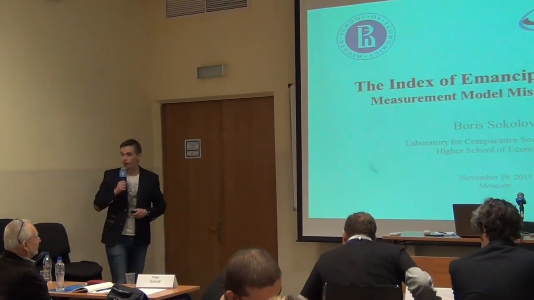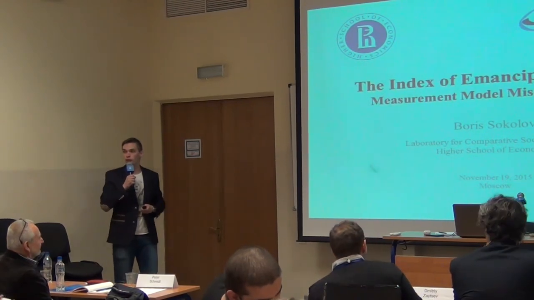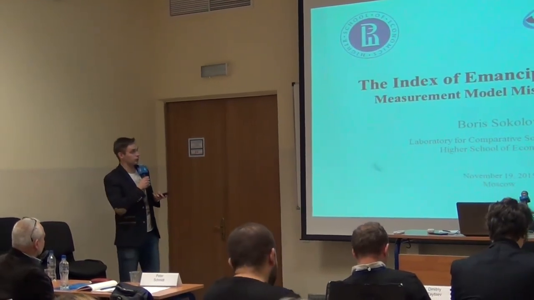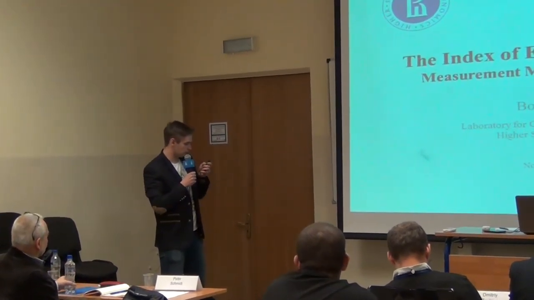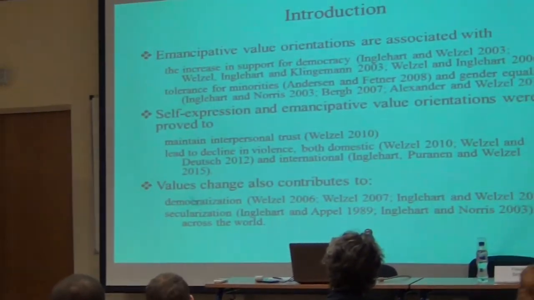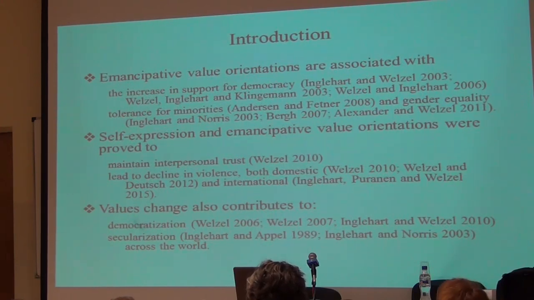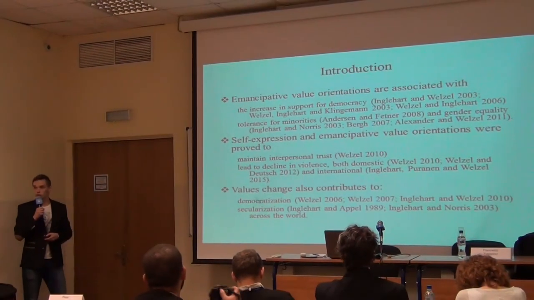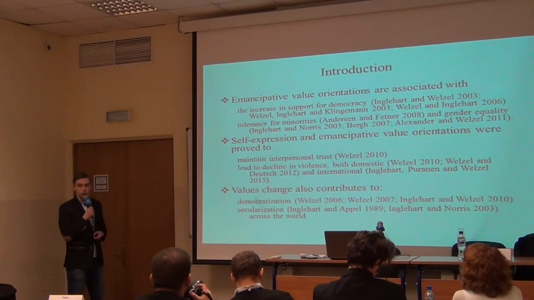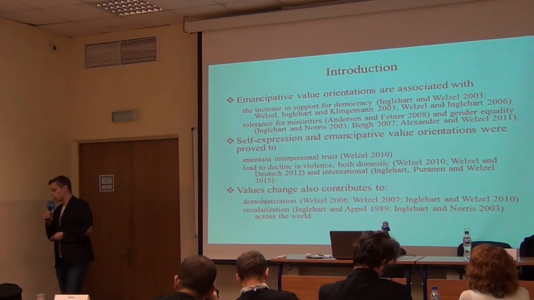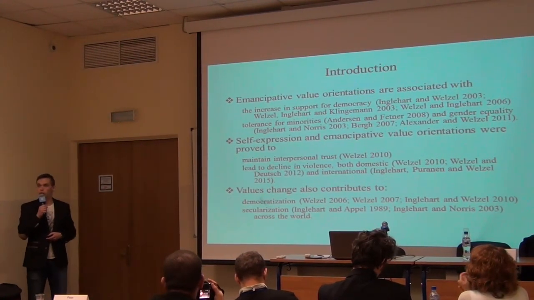Thank you. So, hello everyone. My talk today is about the measurement validity of the well-known index of emancipative values. I guess all of you know what emancipative values are, and probably you also know that those values are responsible for many positive aspects of social reality around us. Democratic institutions, rising freedoms, rights, tolerance, trust, declining violence. Emancipative value orientations are at least partially responsible for all this positive social change. So it is a very important concept in modern social science, not only in terms of its theoretical importance, but also in terms of its policy implication.